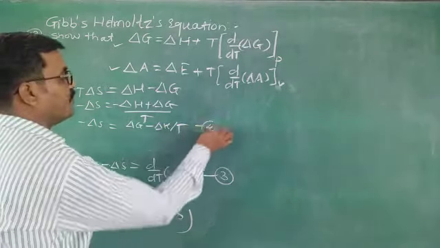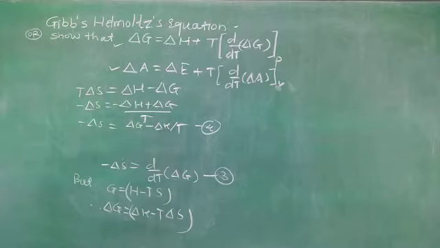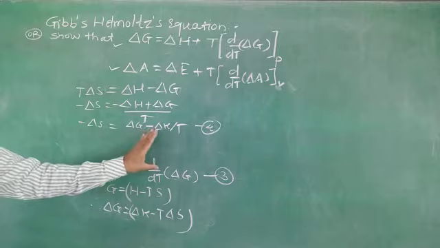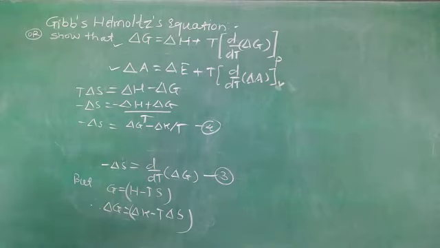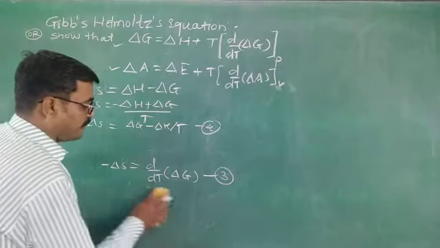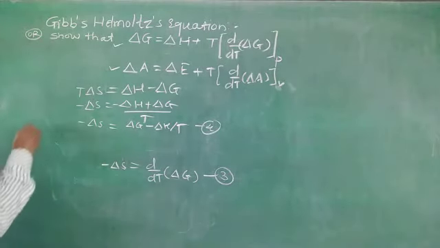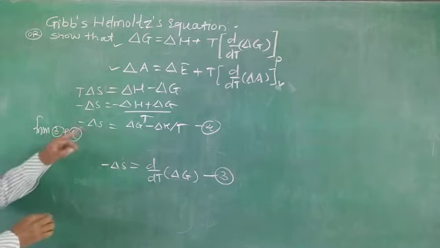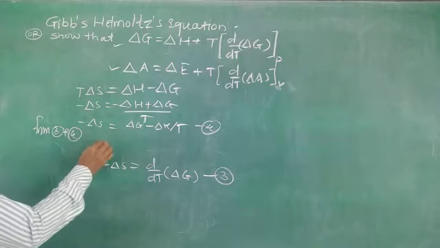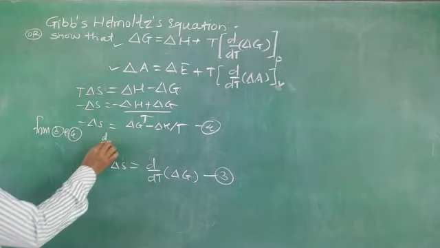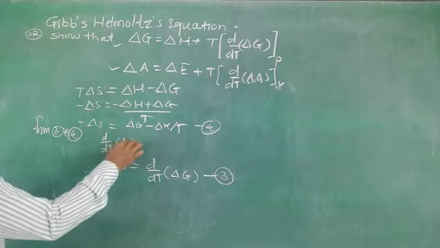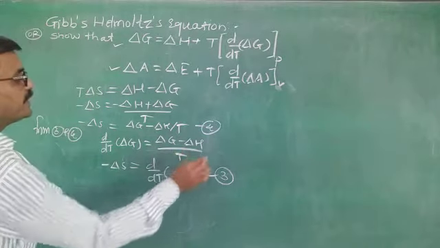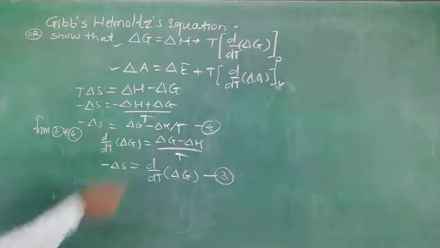This is equation 4. Now see equation 3 and equation 4. Left hand side becomes the same, that's why the right hand side becomes equal. Now from equation 3 and 4, means left hand side of 3 and 4, how it can be written: d/dT of delta G is equal to delta G minus delta H upon T. Okay, this is equal to this.